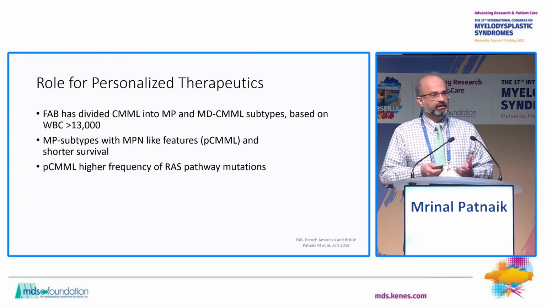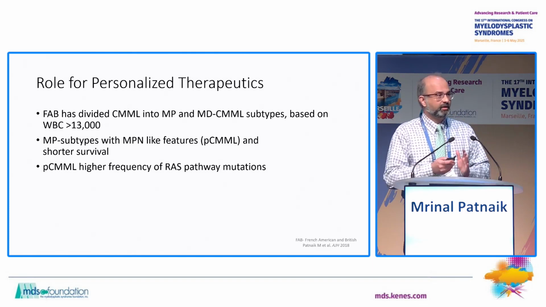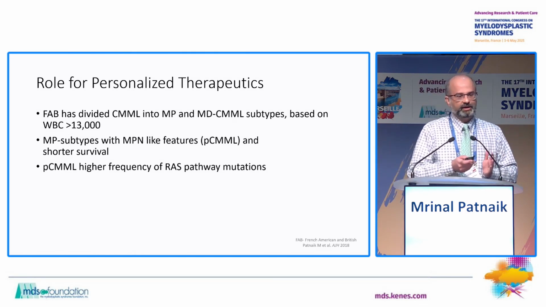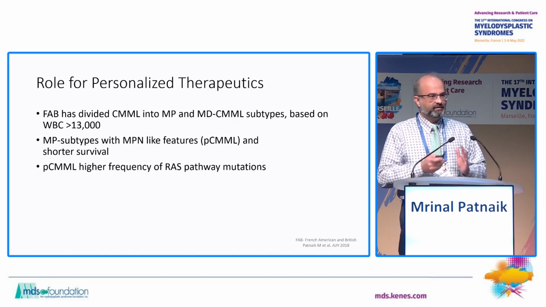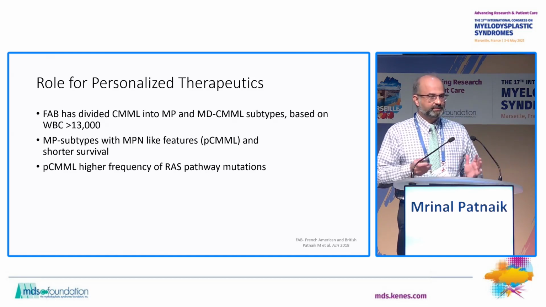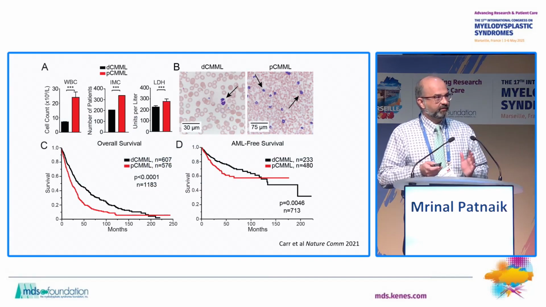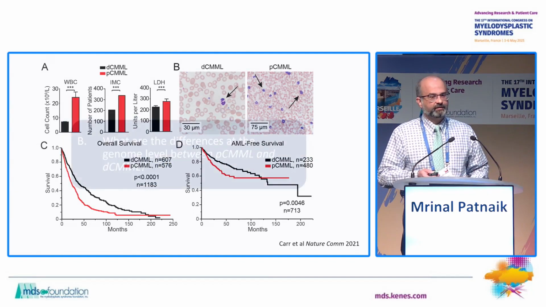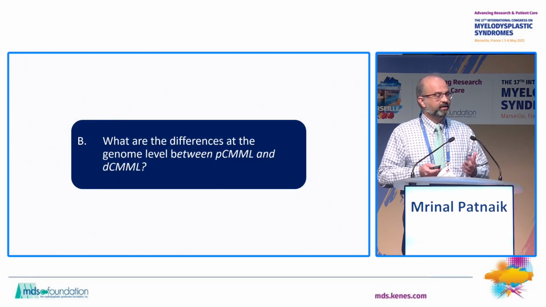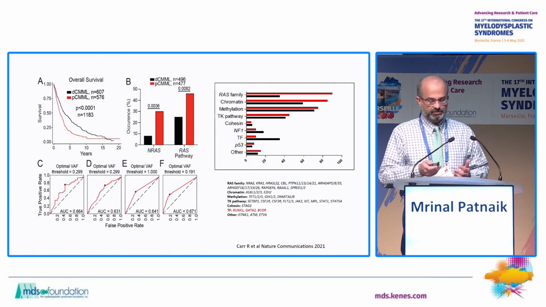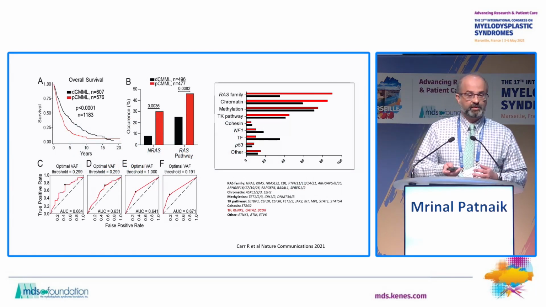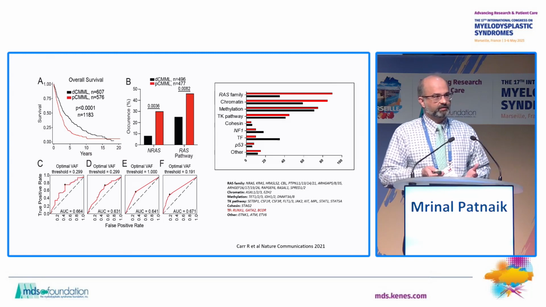But this is where we got involved a few years ago. Our lab asked the question. For long, I see Dr. Bennett here, the FAB had always divided CMML into proliferative and dysplastic. There were clear phenotypic features, and we asked this question, what is the rationale for doing so? Not just survival benefits and leukemic transformation benefits, but when you go into the genomic structure of these two entities, what you find is that proliferative CMML is essentially a RASopathy.